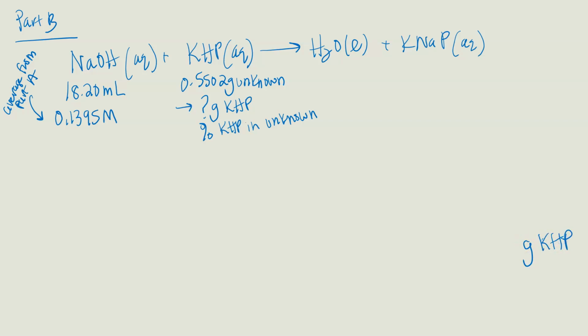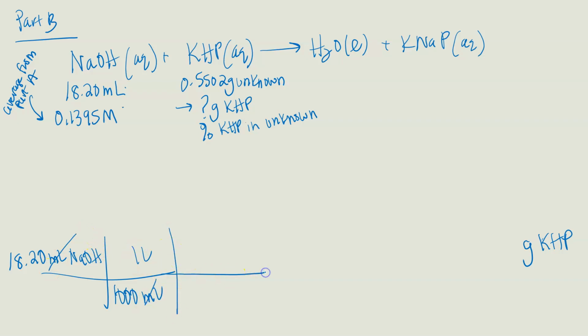The grams of unknown don't help me at all because it is unknown. You can't use that number to calculate anything about KHP because it's an unknown, which means you know nothing about it, okay? So we need to use our values about NaOH to do our calculation. We never start a calculation with a molarity. So I'm going to start with 18.20 milliliters of NaOH. Now, I'm going to convert milliliters to liters.